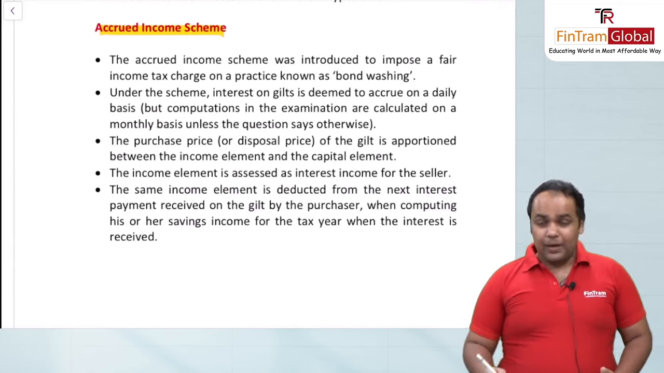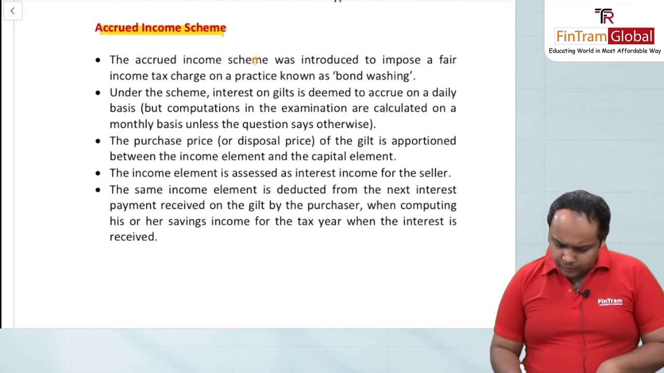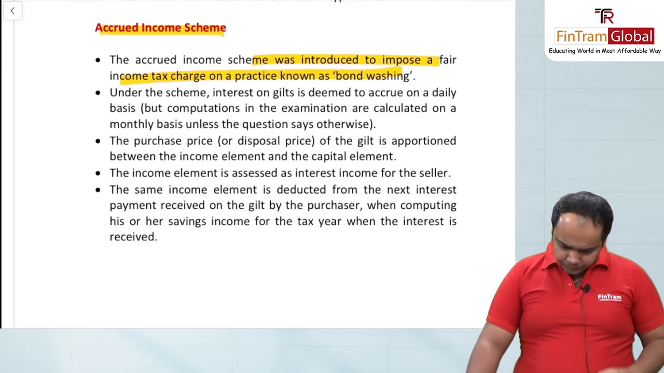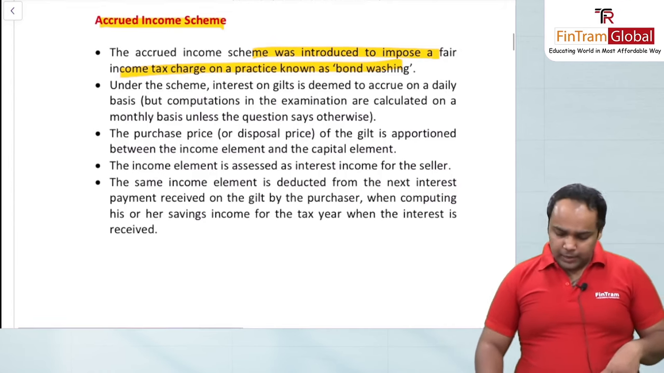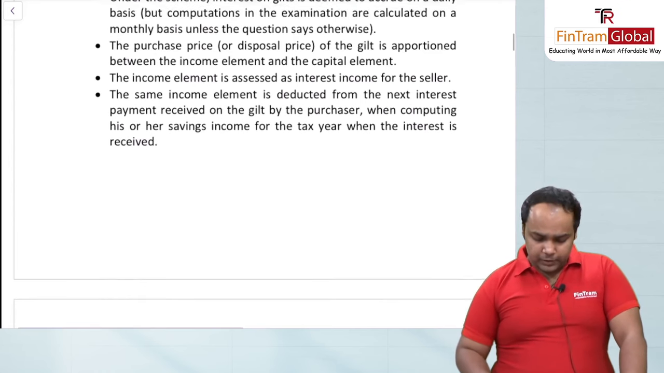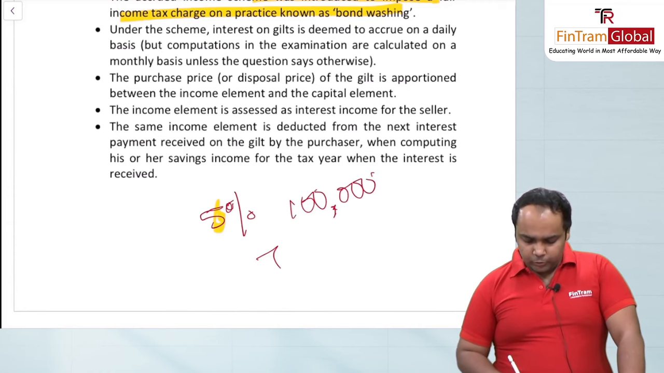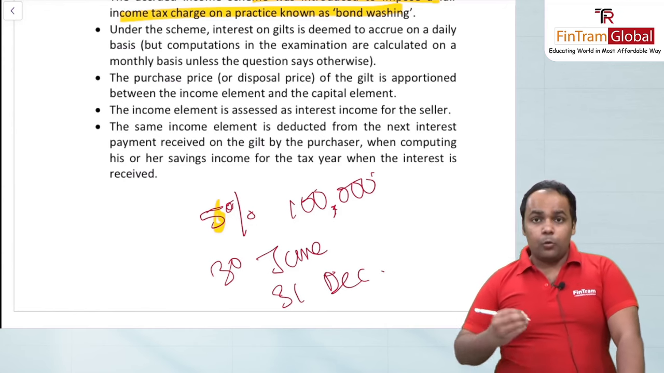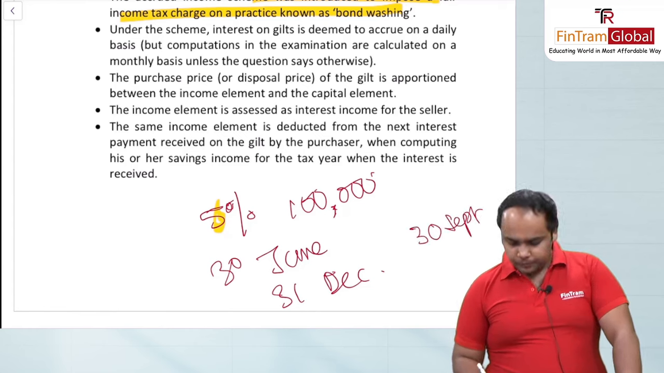The accrued income scheme again might be tested in the form of an MCQ, guys. This scheme introduced an income tax charge on a practice known as bond washing. Just to revise this aspect in a minute: for instance, if there's a 5% bond of 100,000 with interest due on 30th June and 31st December respectively, what if it's sold on 30th September?